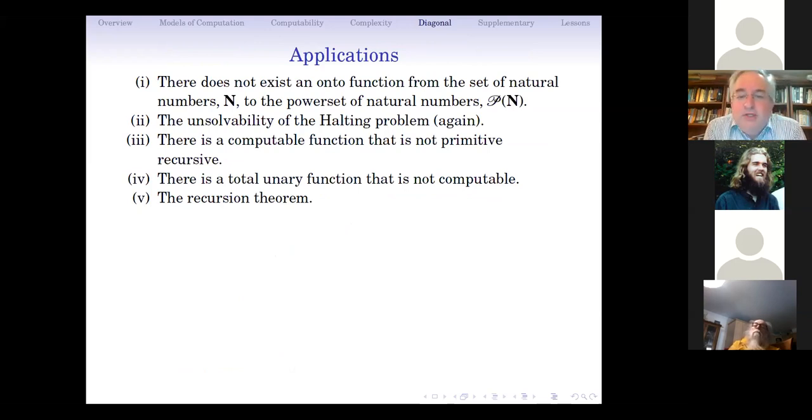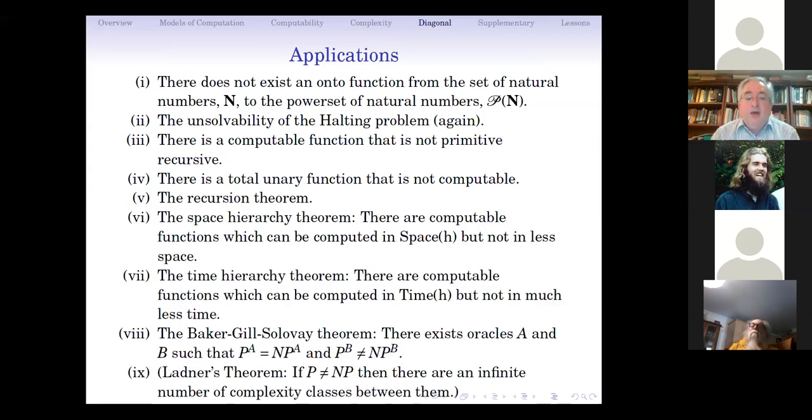There is a computable function that's not primitive recursive. In the book, I talk about primitive recursive functions generating a category, but it's not all computable functions. And there is a total unary function that is not computable. That's something else. And the recursion theorem, which is a very deep theorem in computability theory that has lots and lots of applications. All these can be done with Lawvere's diagonalization theorem. Okay, now complexity theory.